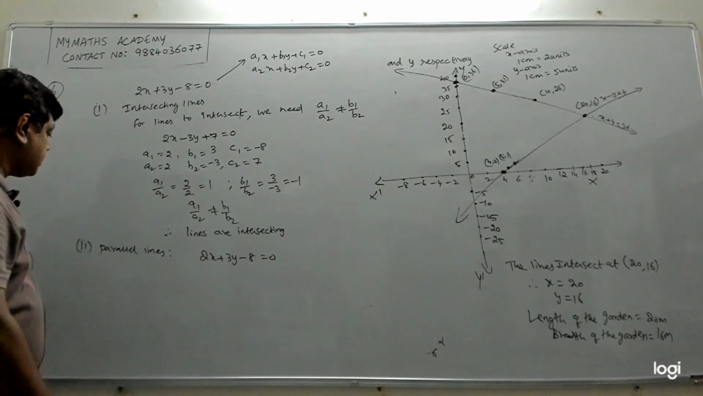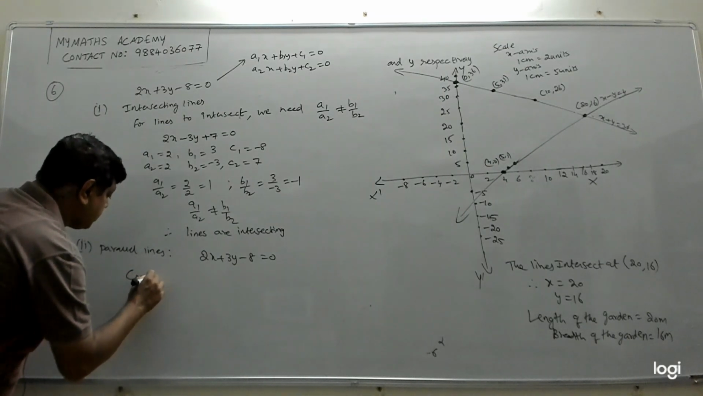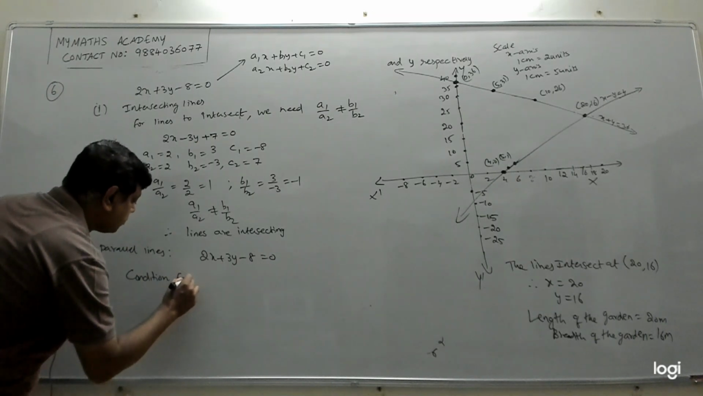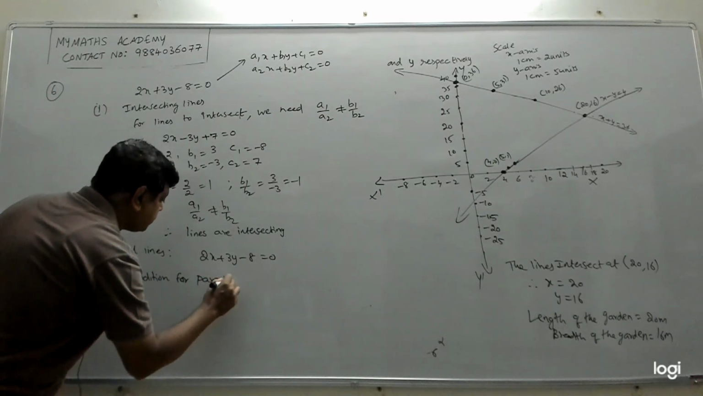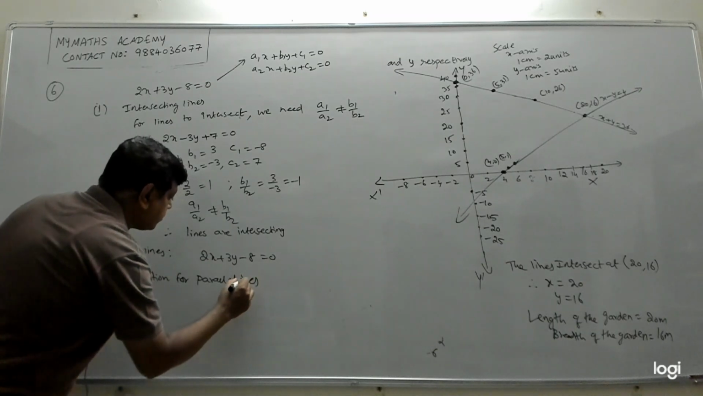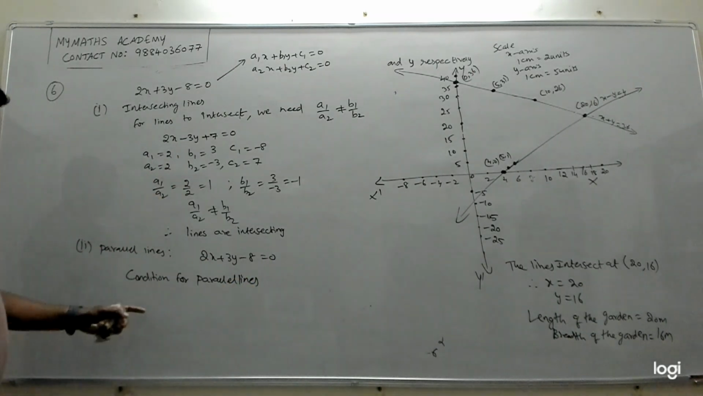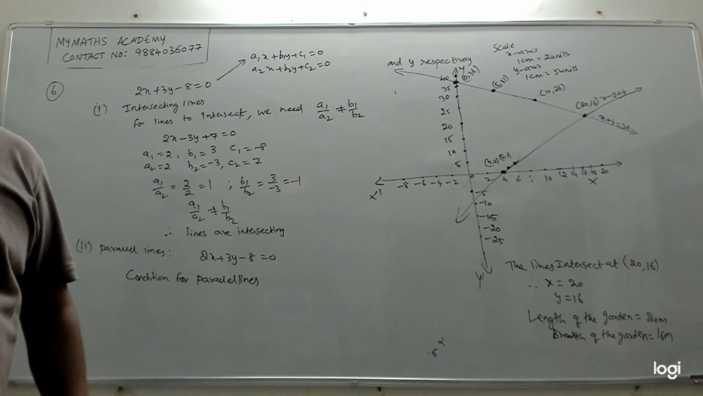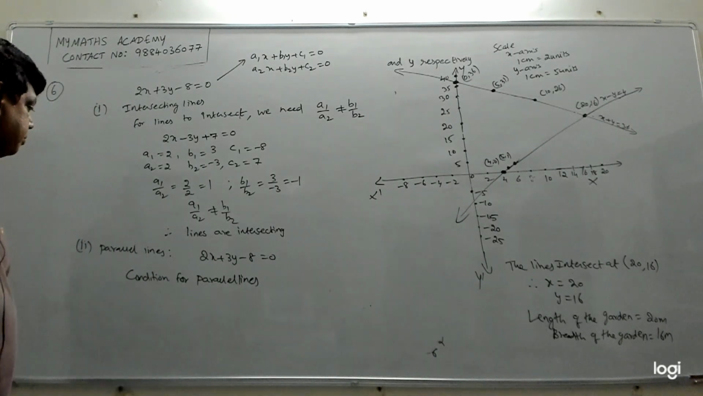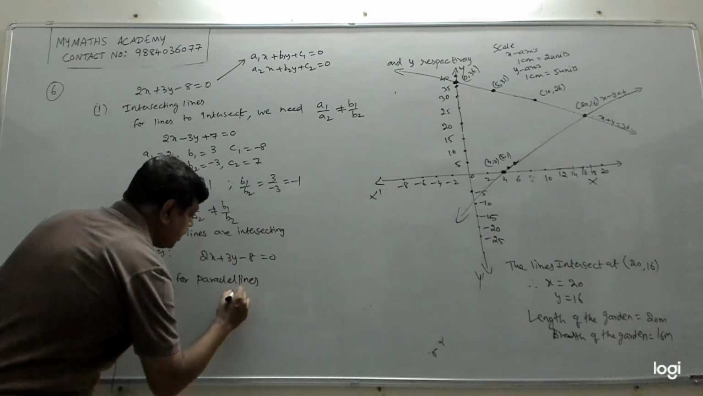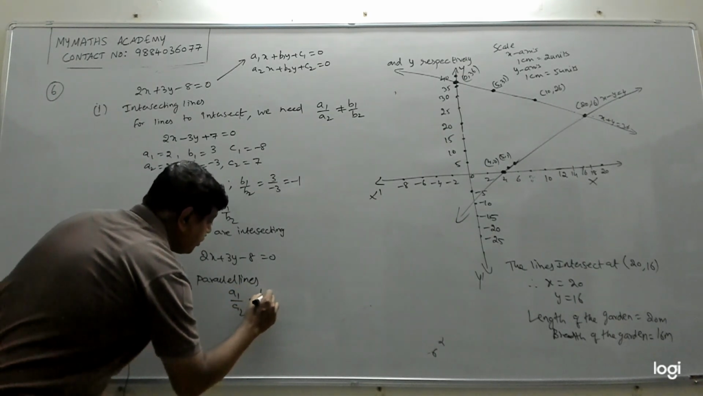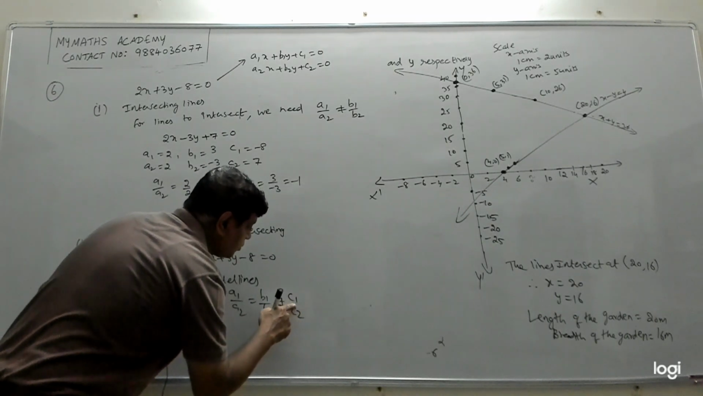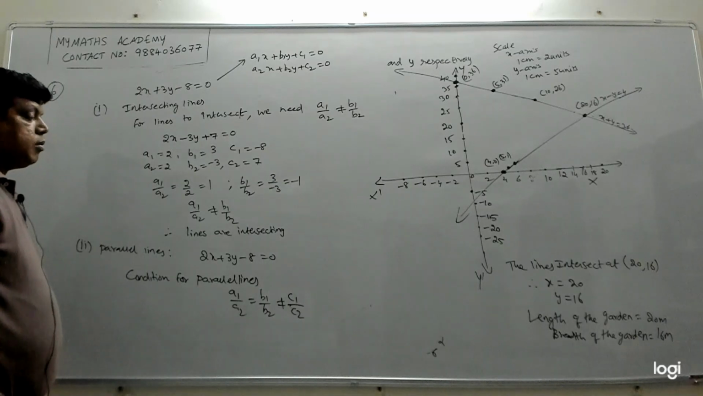Now what is the condition for parallel lines? Again you have to refer the table that is given in page number 46, table 3.4. Condition for parallel lines is A1 by A2 equal to B1 by B2 not equal to C1 by C2. Not equal to C1 by C2.